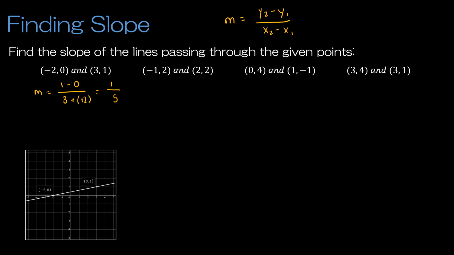So I can see, based on the graph of those 2 points, that I did in fact have a rise of 1 and a run of 5 to get from the first point to the next.